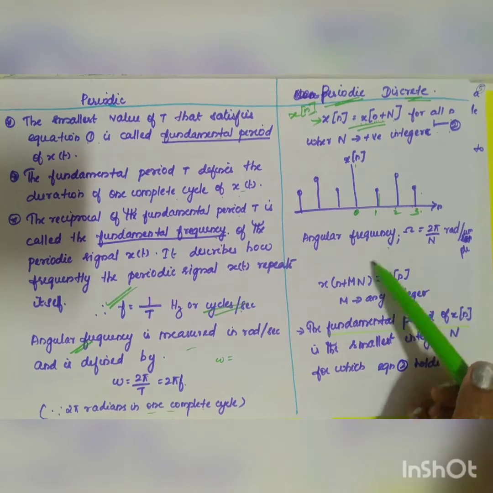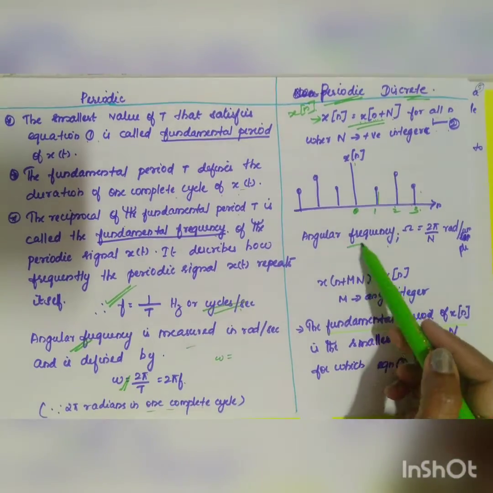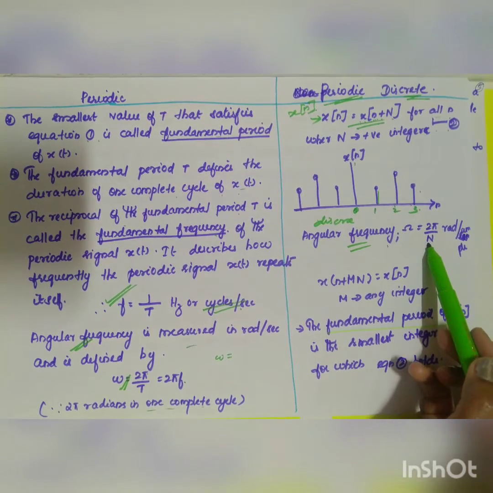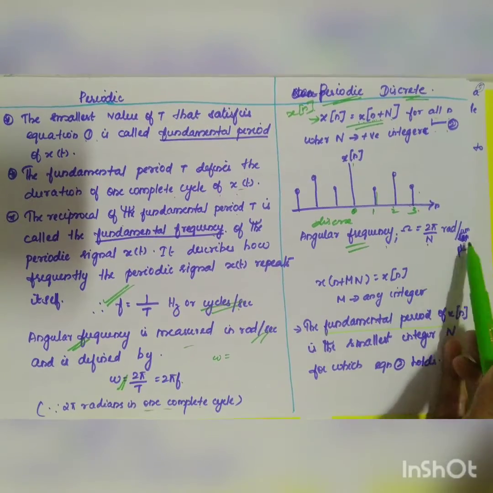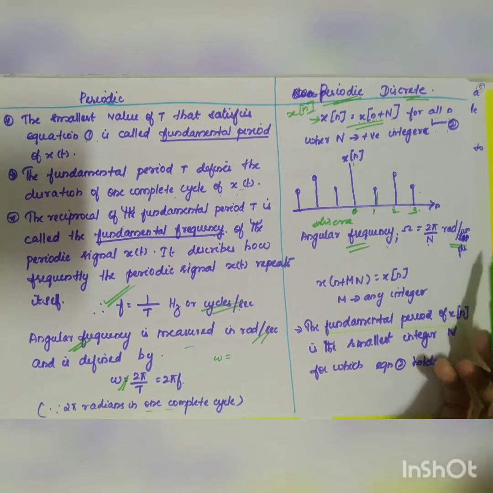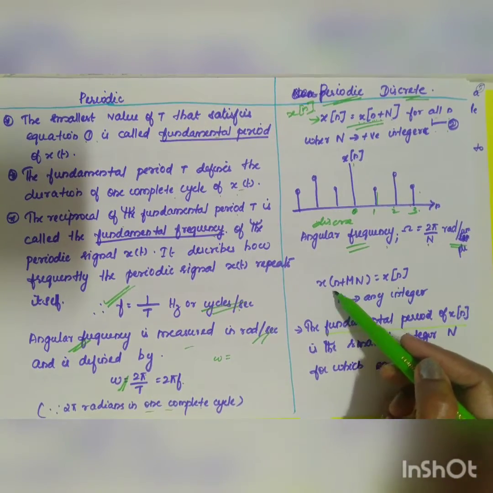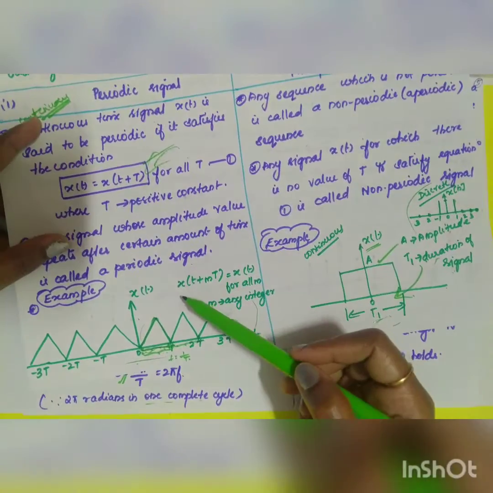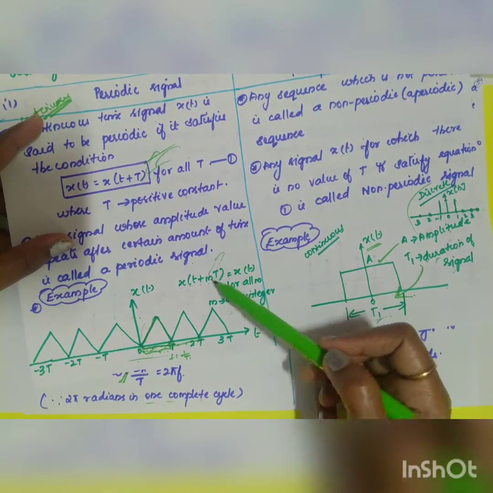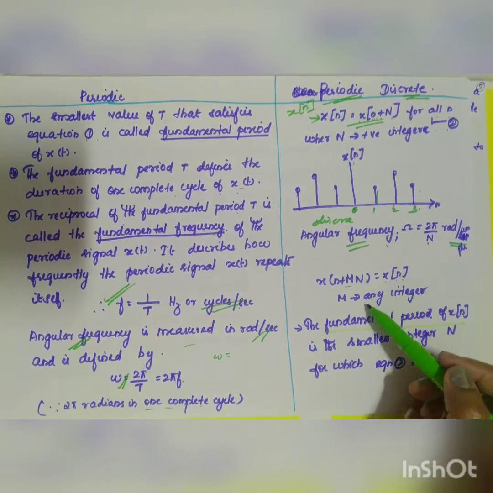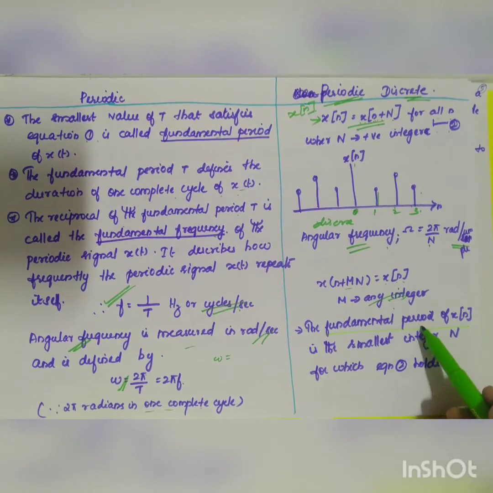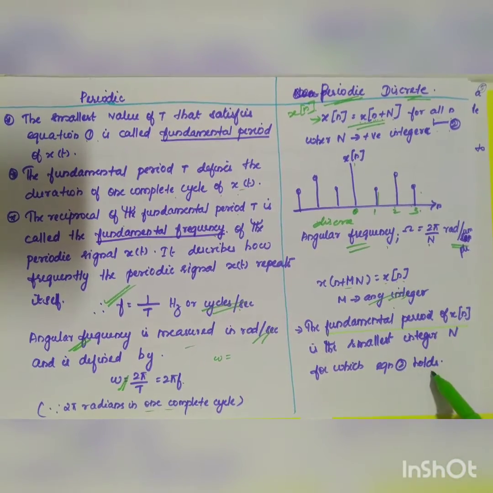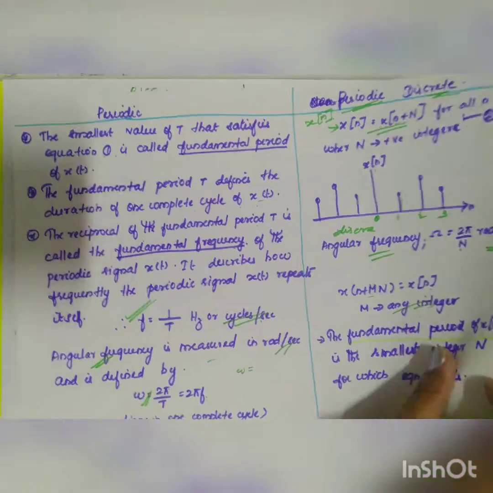And what will be your angular frequency? In this case, for the discrete case, it is represented by omega, which is equal to 2π/N. Here it is radians per sample. So the condition here is x(n + mN) = x(n), similar to x(t + mT) in the continuous case, where m is any integer. The fundamental period of x(n) is the smallest integer N for which equation 2 holds. So this is similar to your continuous case.